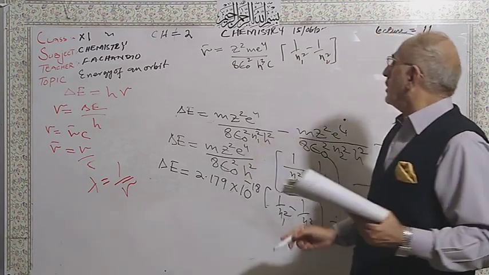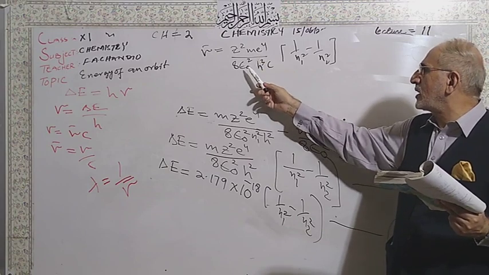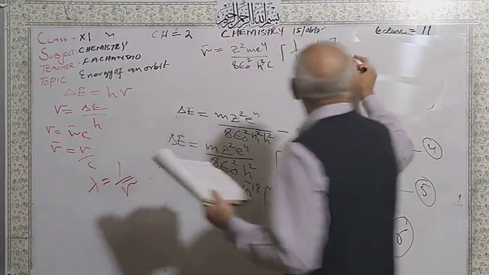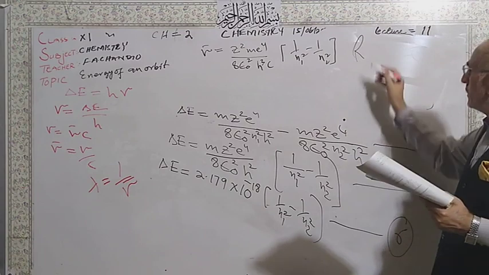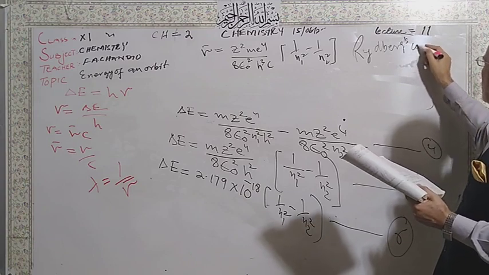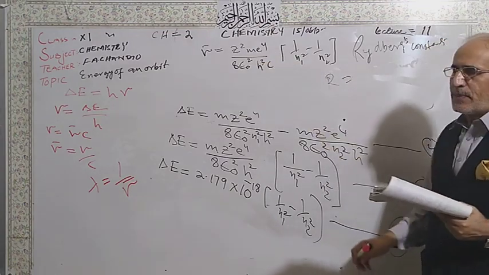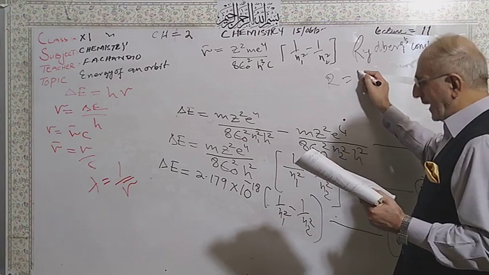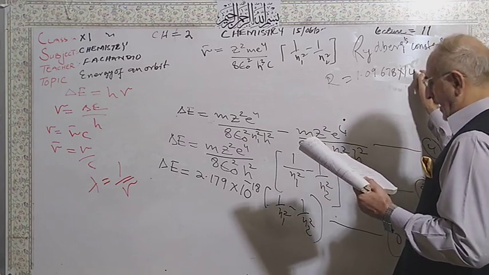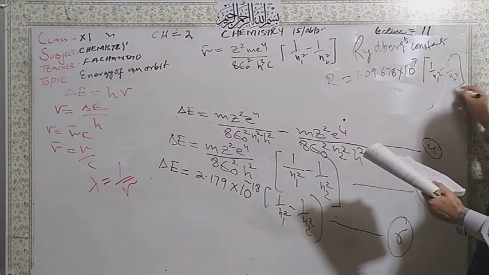Here Z is the atomic number of any atom, and m, e, h, epsilon naught and c are constants. So the scientist called this the Rydberg constant, R. If you put in all these values except Z, because it is the atomic number, you will get 1.09678 times 10 to the power 7, times (1 over n1 squared minus 1 over n2 squared).